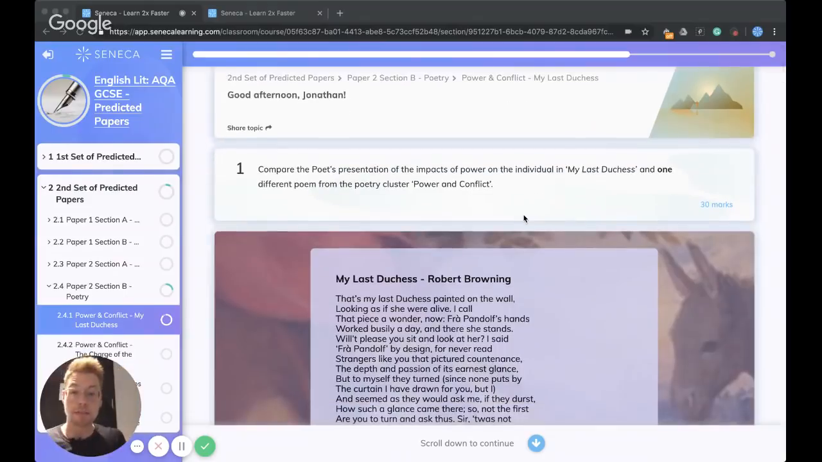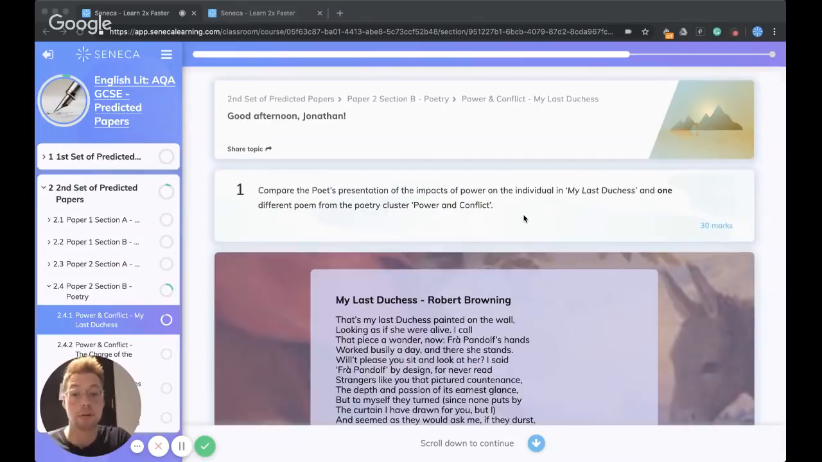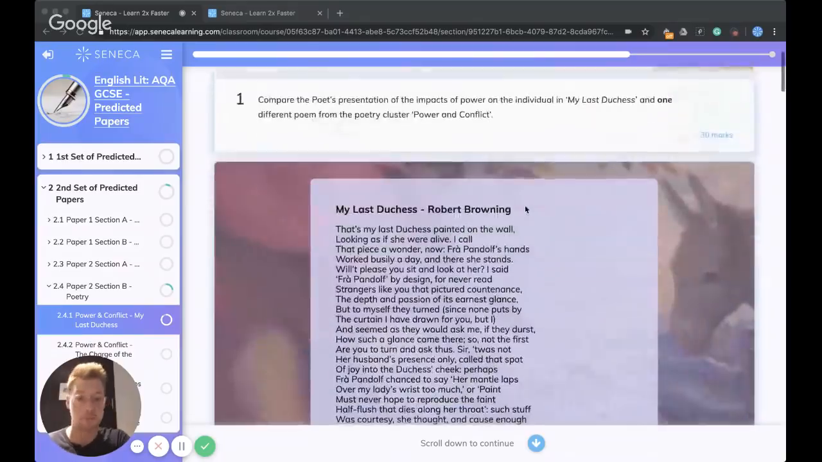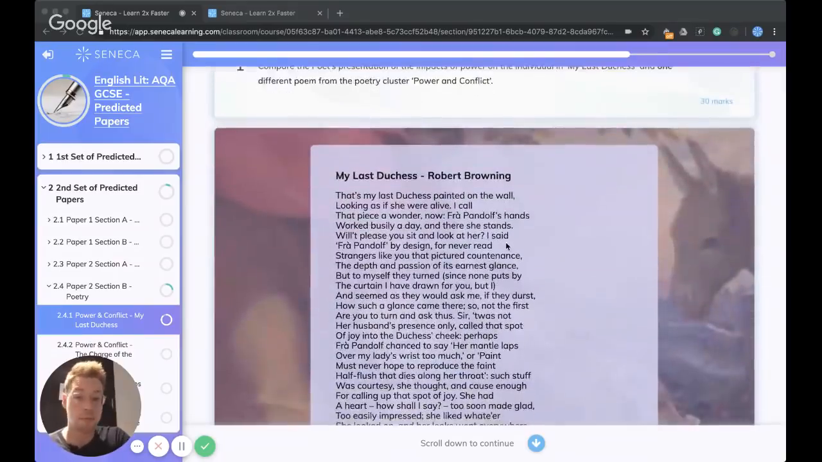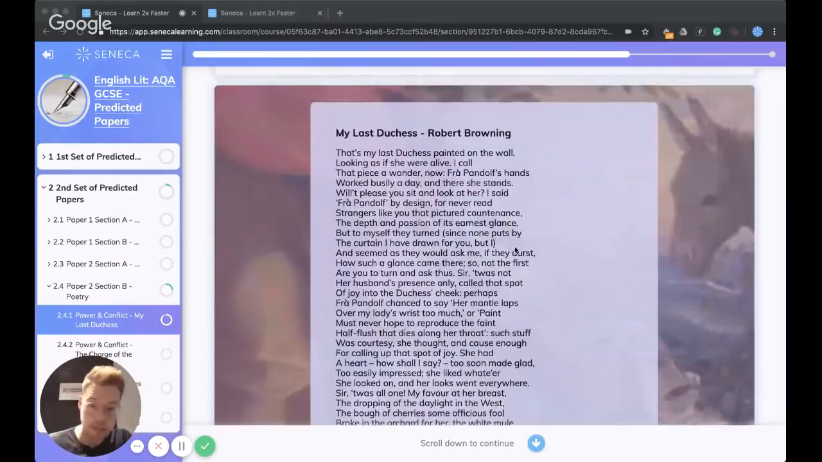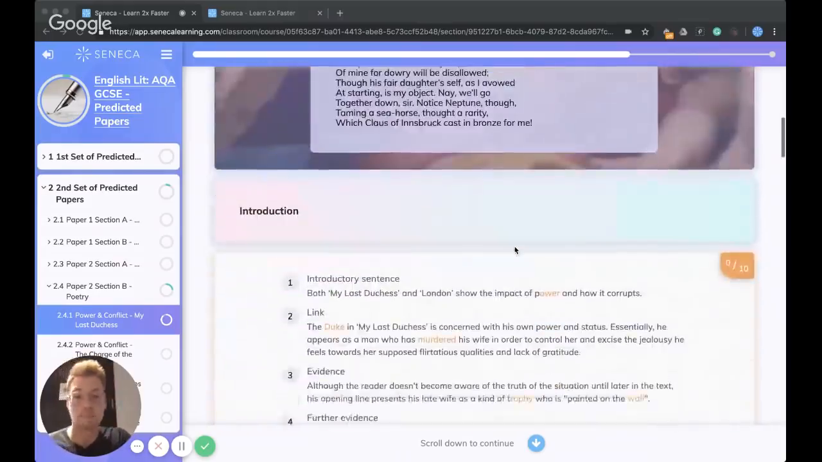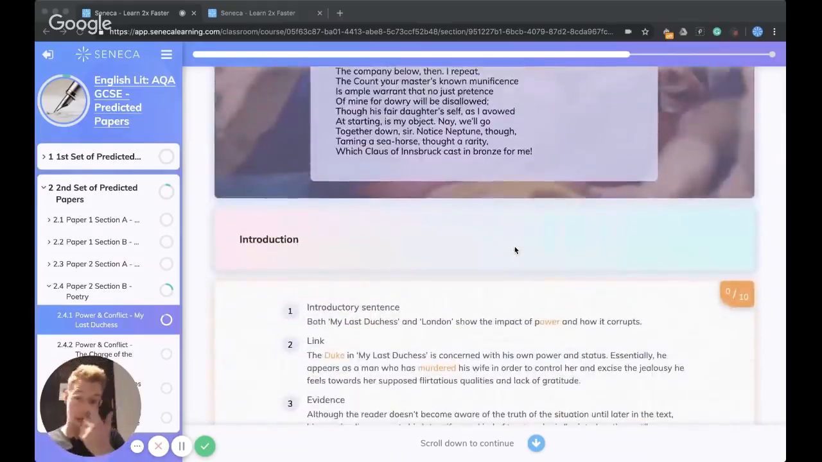Compare the poet's presentation of the impacts of power on the individual in My Last Duchess and one different poem from the poetry cluster, Power and Conflict. So remember to compare from the cluster that you're in. So My Last Duchess by Robert Browning, very beautiful poem. Here it is. I'm not going to read through it, but I am going to go over some structuring points and how a good way to structure your essay would be.